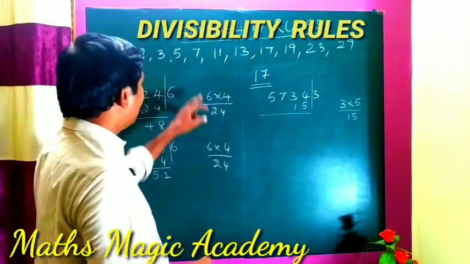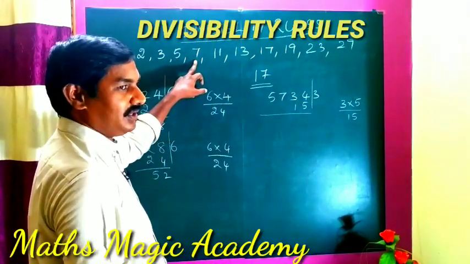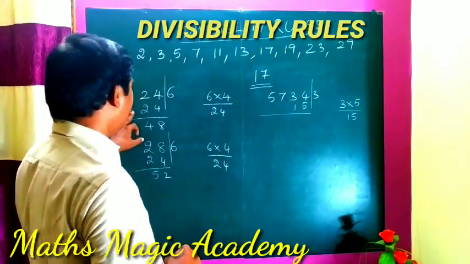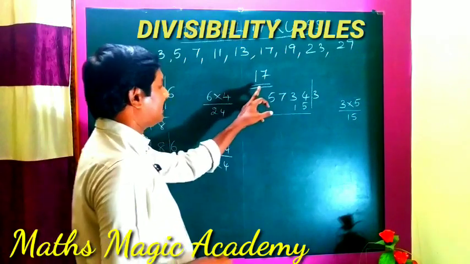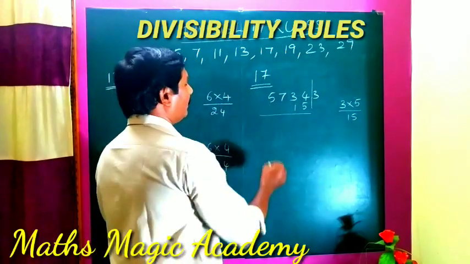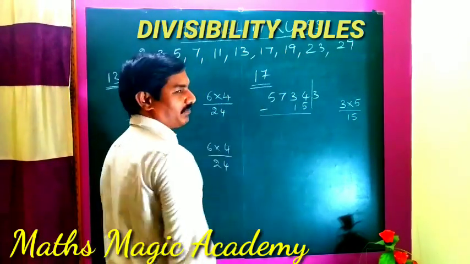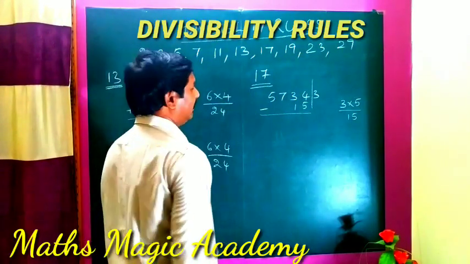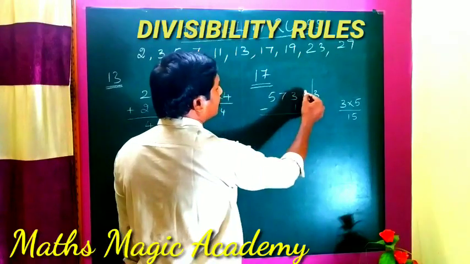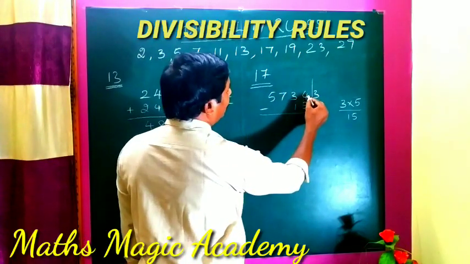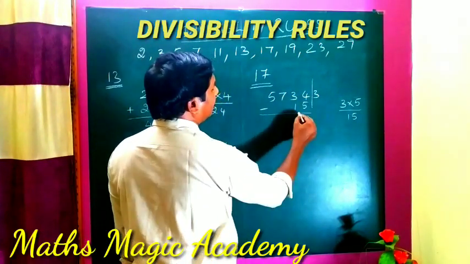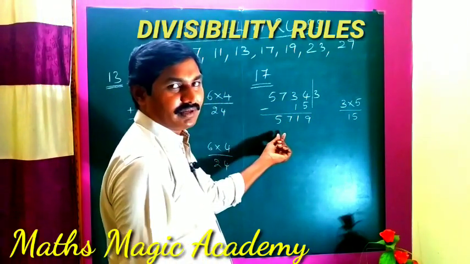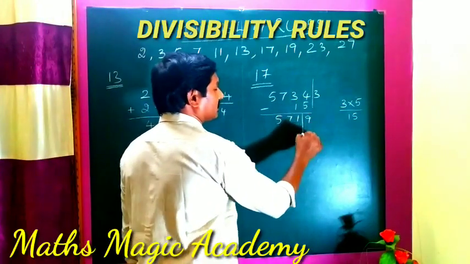In the divisibility rule of 7, we subtracted. In the 13 divisibility rule, we added. In the 17 divisibility rule, we are again subtracting. There is a relation between 7 and 17. Now, if you subtract 15 from this number, what are we going to get? Here it is 9175. Again, this is one more big number, so we have to repeat that process.